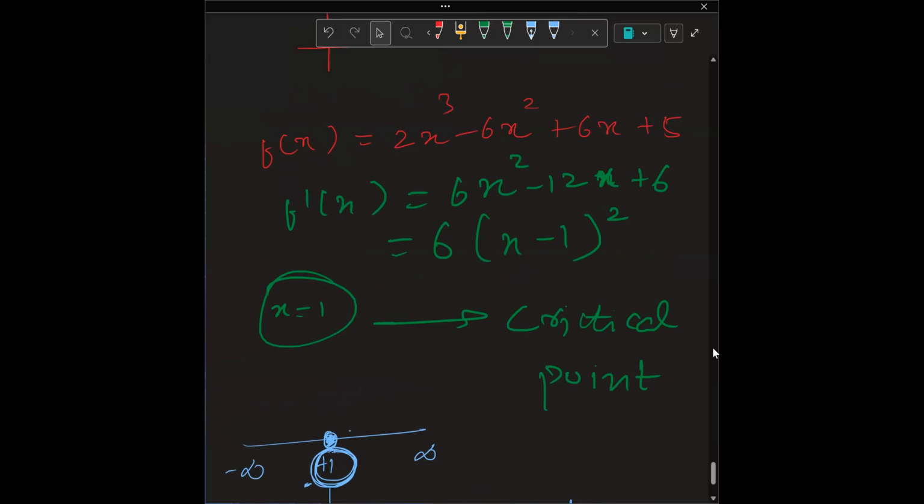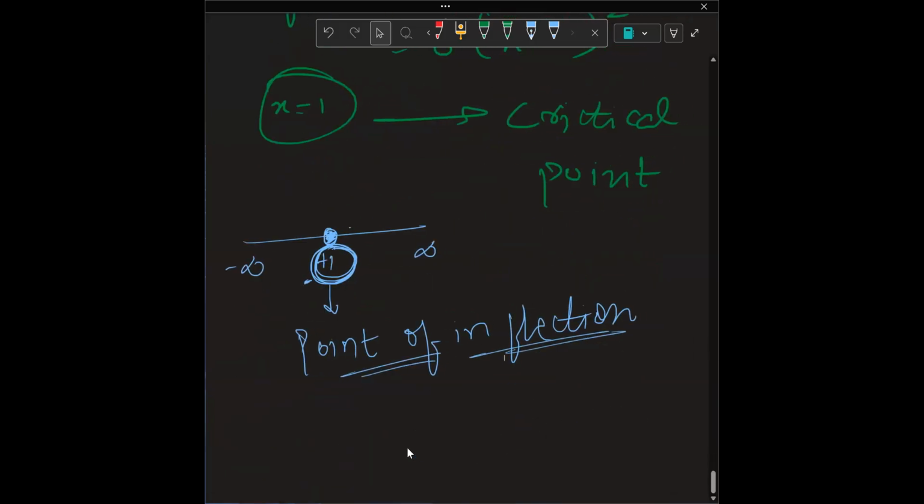All right, so your first step in these types of questions is always to find the critical point. Then across that you have to check whether your function is increasing or decreasing, and at that critical point you have to check also. If you get neither local maxima nor local minima, that type of point is known as point of inflection.